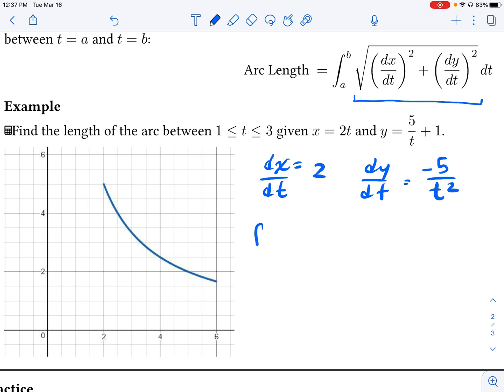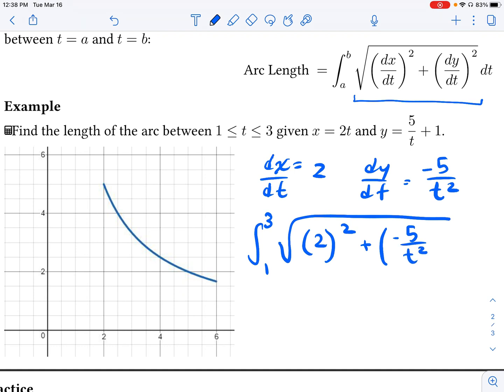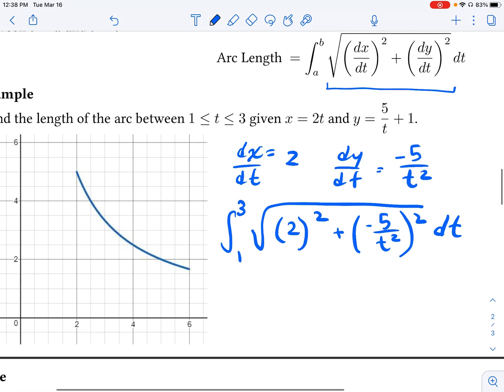It's going to be the integral from 1 to 3, the square root of dx/dt, which is going to be 2 squared, because we're squaring, plus dy/dt, which is negative 5 over t squared, squared, with respect to t. That is going to give us our arc length.